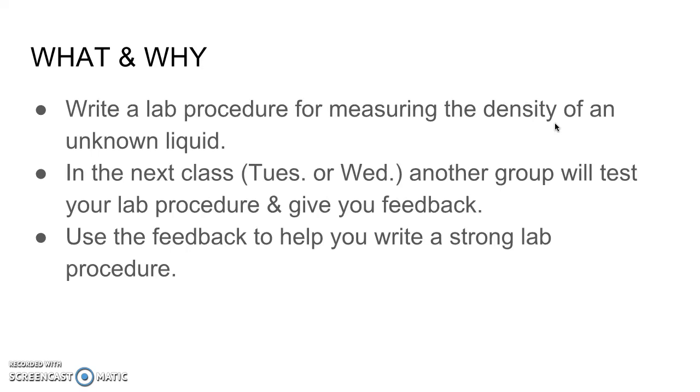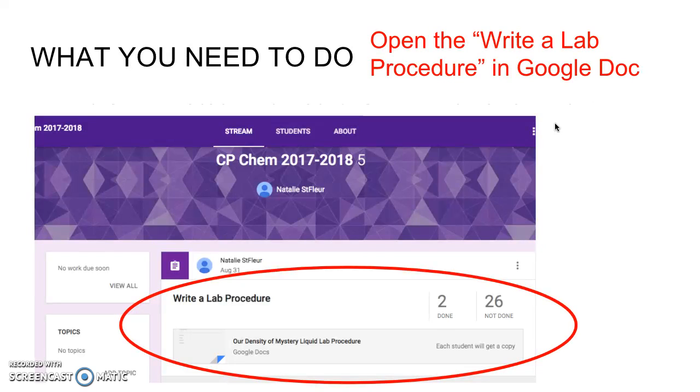And in next class, Tuesday for odd block and Wednesday for even block, another group will test your lab procedure and give you feedback so that you can use that feedback to help you write a strong lab procedure. And that will be important because that's part of your performance task, one of the major assessments for the unit. And in that performance task, remember, you are writing a lab procedure for measuring the densities of 3 unknown objects and also testing them.